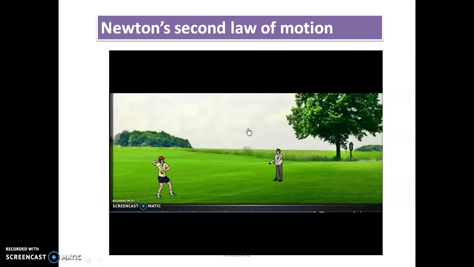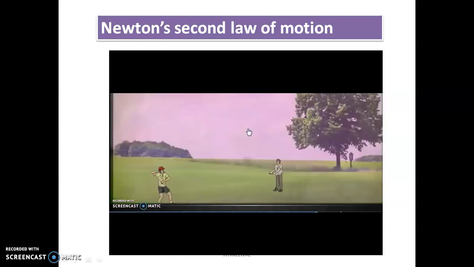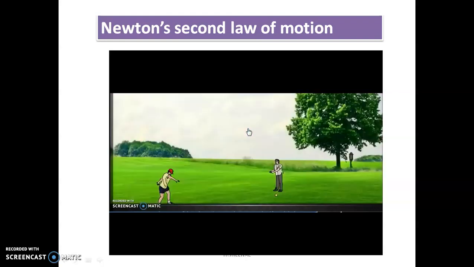B. 1. Ask your friend to throw a ball towards you at slow speed. Try to catch it. 2. Now ask your friend to throw the same ball at high speed towards you. Try to catch it. Which ball could you catch with greater ease?